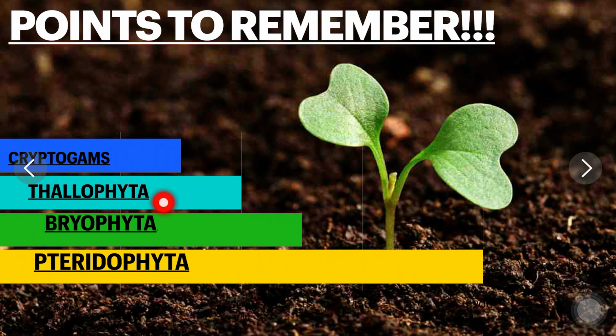Algae show great diversity. They are either unicellular or multicellular. Some are microscopic while others are macroscopic, that is large. Examples are Spirogyra, Ulothrix, Ulva, Chara, Sargassum, etc.